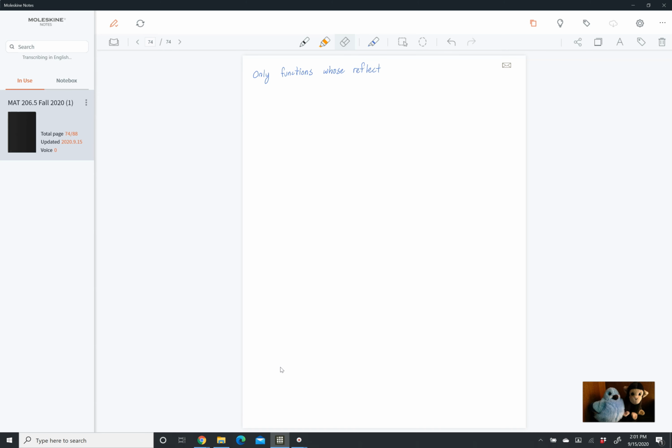And there's an easier way to look at this, but this is one of the ways that we determine whether a function has an inverse. So only functions whose reflections in the line y equals x are also functions have inverses. So every function can be reflected in the line y equals x, but they're only called inverses if that reflection is also a function.